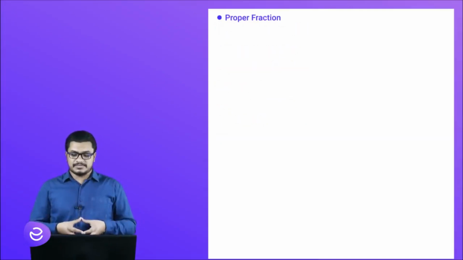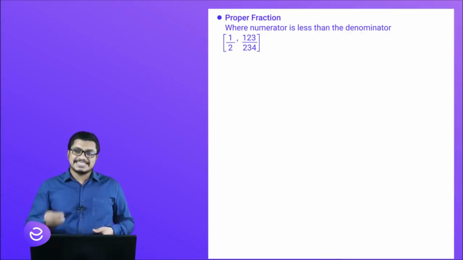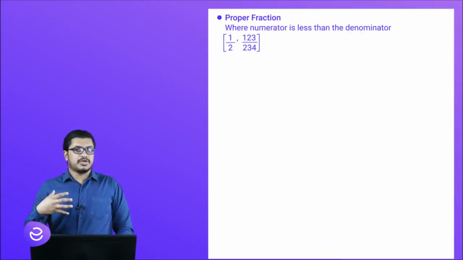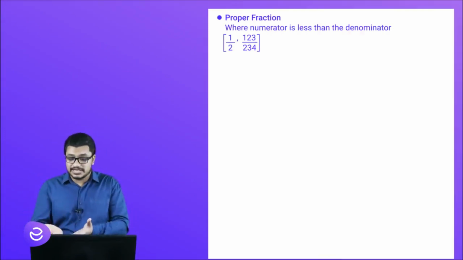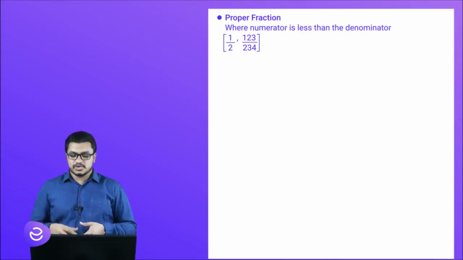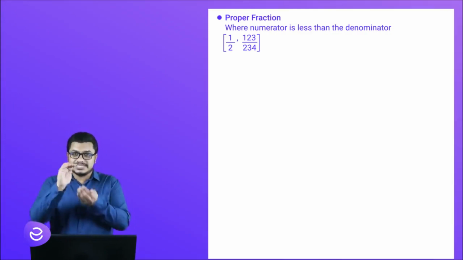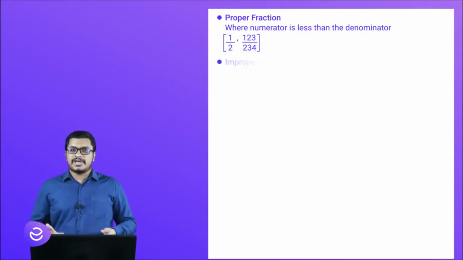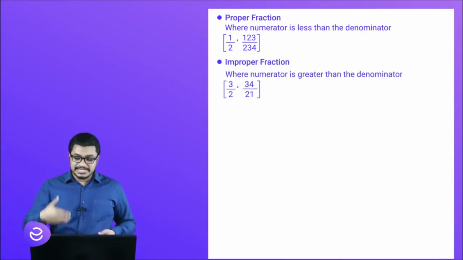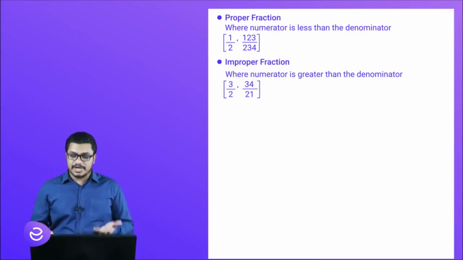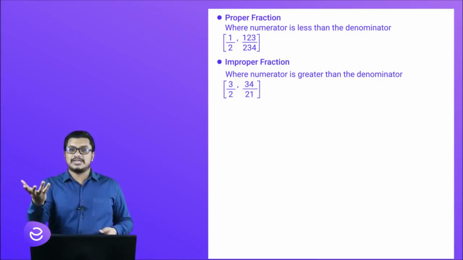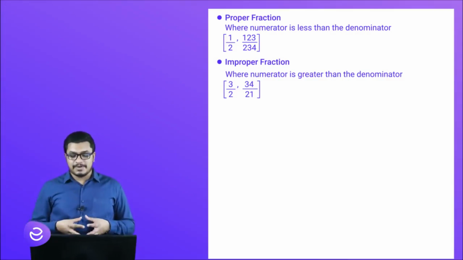A proper fraction is where the numerator is less than the denominator. So 1 by 2, 2 by 4, or 123 by 234. There you go, an example. Any fraction where the numerator is the smaller number, we call a proper fraction. An improper fraction is just the opposite, where the numerator is greater than the denominator: 3 by 2, 34 by 21, 200 by 100. Any number where the numerator is greater than the denominator, we call an improper fraction.